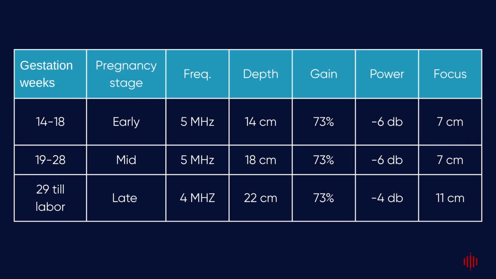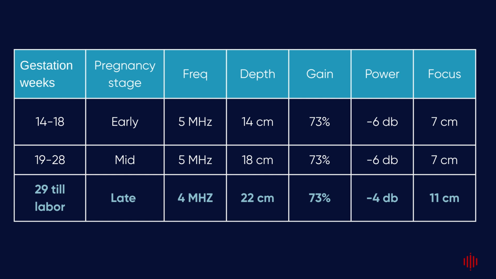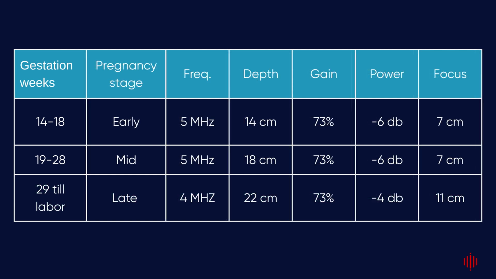The app's guided mode uses preset parameters based on gestational age. In early pregnancy, between weeks 14 to 18, the depth is set to 14 centimeters. As the pregnancy progresses to weeks 19 to 28, the depth increases to 18 centimeters. In the later stages, the depth is further adjusted to 22 centimeters. Additional parameters are automatically optimized as well, as you can see on the screen.